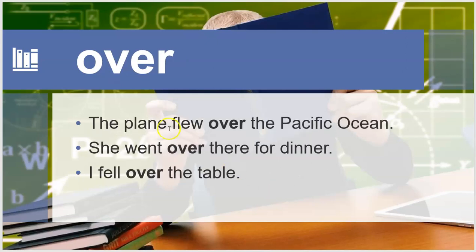Next word is over. Repeat after me. Over. The plane flew over the Pacific Ocean. Together. The plane flew over the Pacific Ocean.